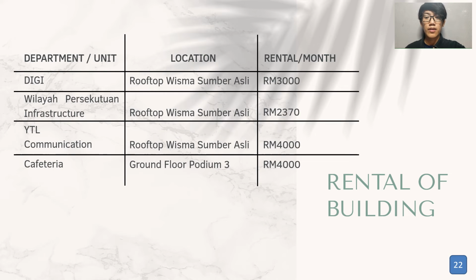Rental of building. For DG, the location is at the rooftop and the rental price is RM3,000. Wilayah Persekutuan Infrastructure is also at the rooftop and the rental price is RM2,370. While TL Communication, the location is also at the rooftop and the rental price is RM4,000. While Cafeteria, the location is ground floor at podium 3 and the rental price is RM4,000.